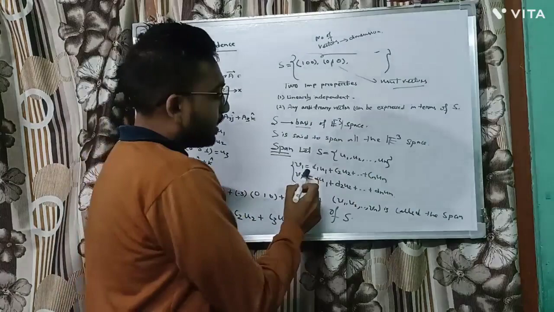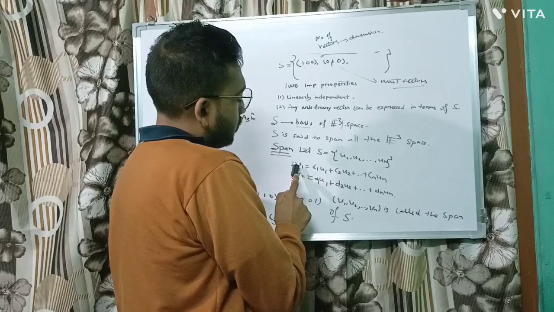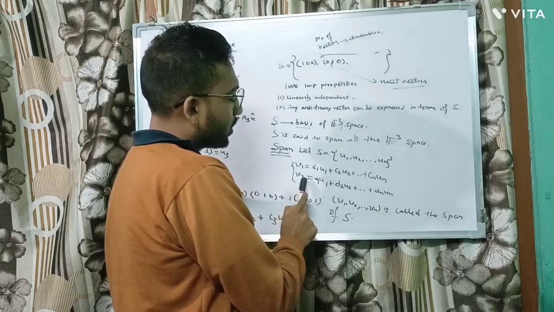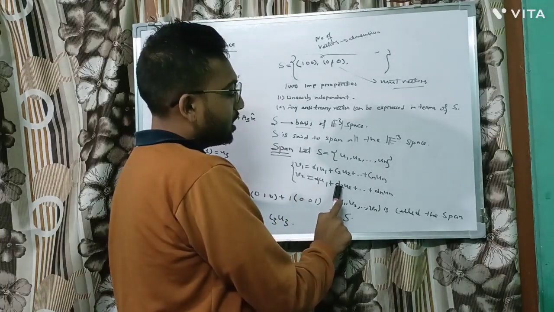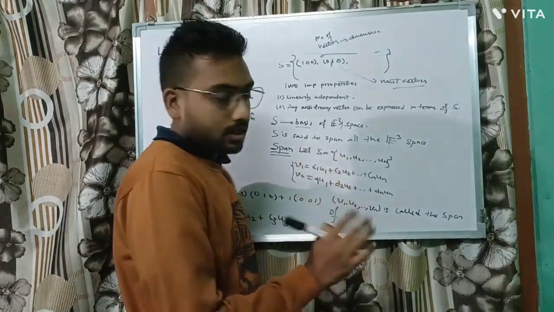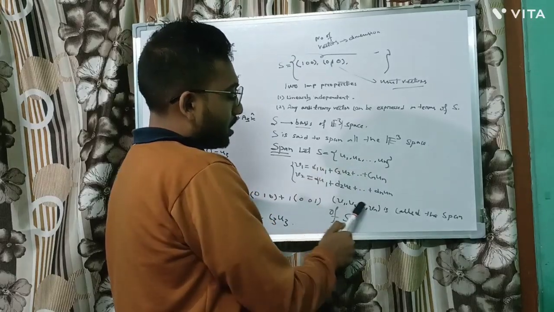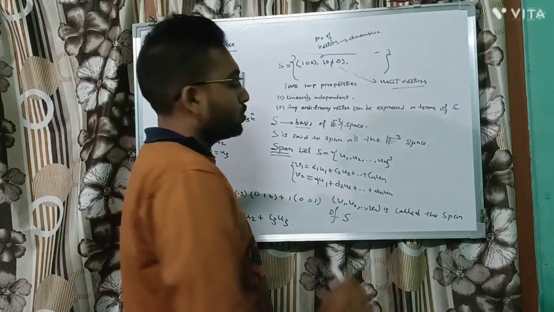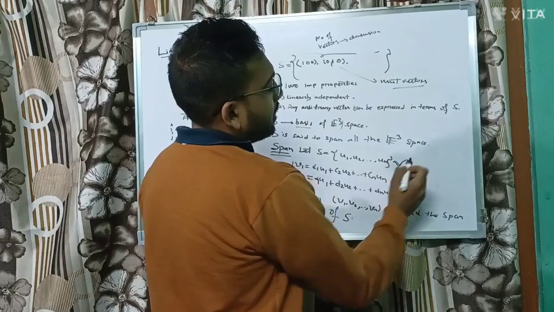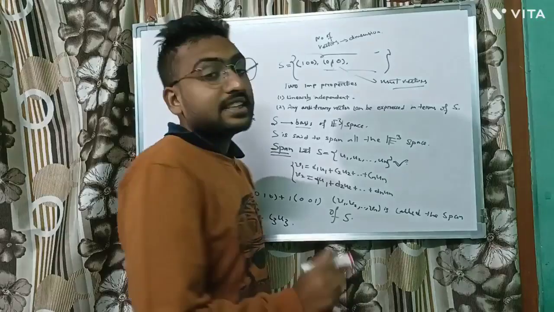If I express two vectors in terms of S, then v1 can be expressed as c1 u1 plus c2 u2 plus ... plus cn un, and also v2 can be expressed as d1 u1 plus d2 u2 plus ... plus dn un. All the vectors which can be expressed as a linear combination of the vectors present in S are called the span of S. Simply, this set S is not strictly to be the set of unit vectors. This can be anything.